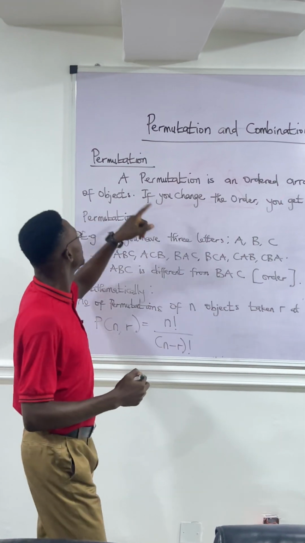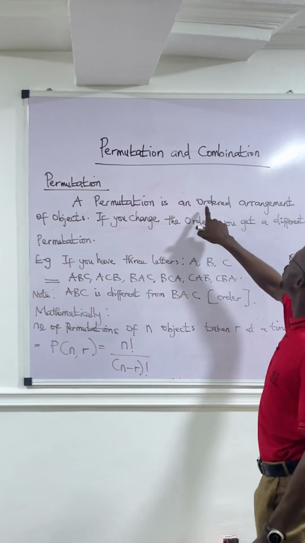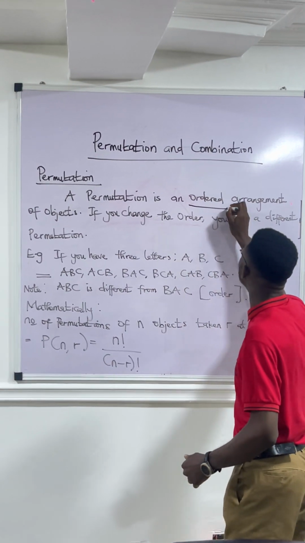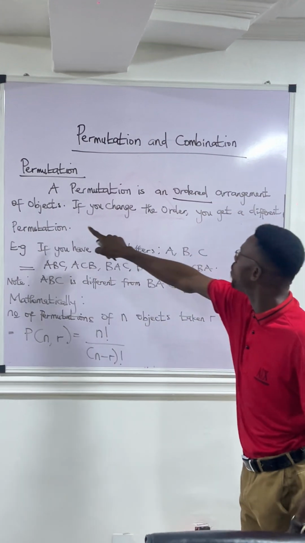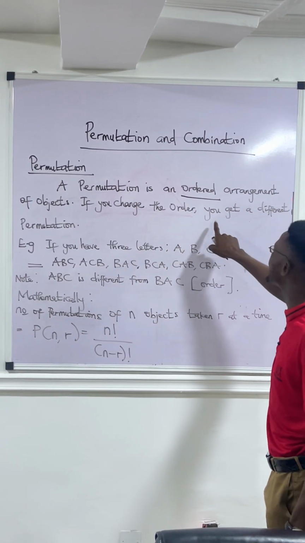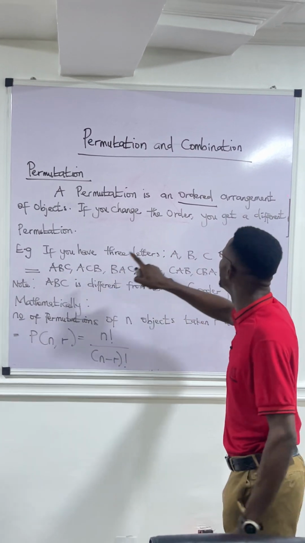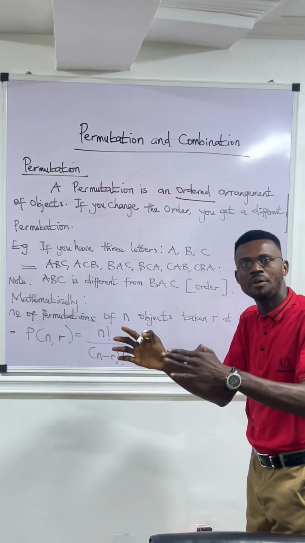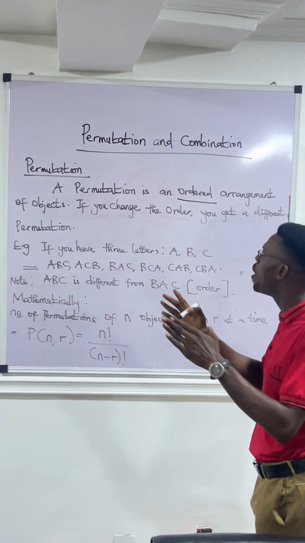Now I have here said permutation is an ordered arrangement of objects. Now take note of the word ordered. Ordered arrangement of objects. Now if you change the order, you get a different permutation. So what is important in permutation is the order. So we are having an arrangement in a particular order.